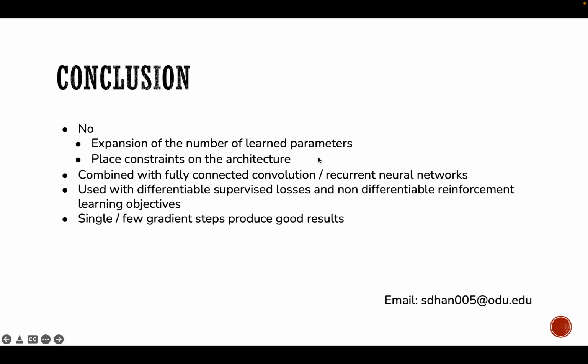So in conclusion, model-agnostic meta-learning does not expand the number of learned parameters, nor does it place constraints on the model architecture. It can be combined with fully connected, convolutional or recurrent neural networks. It can also be used with various loss functions, including differentiable supervised losses and non-differentiable reinforcement learning objectives as well. The model's parameters are trained in a way that a few gradient steps, or a single gradient step, produce a good result on a new task.